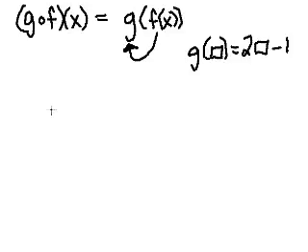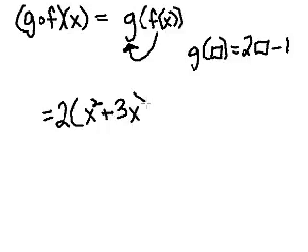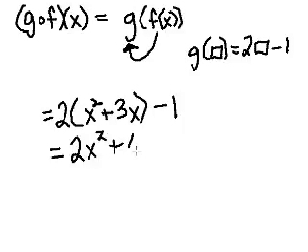So it's going to be 2, that's g's rule, times whatever f is, and f is x squared plus 3x, and then we're going to subtract 1. So wherever x is in g, we will replace it with the whole function f of x. This is what f of x is. And simplifying that, we get 2x squared plus 6x minus 1. So notice f circle g is not the same as g circle f. We can also do f circle f or g circle g.